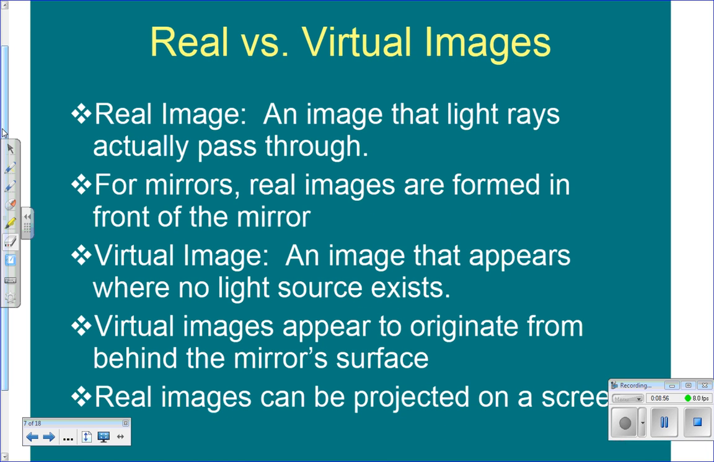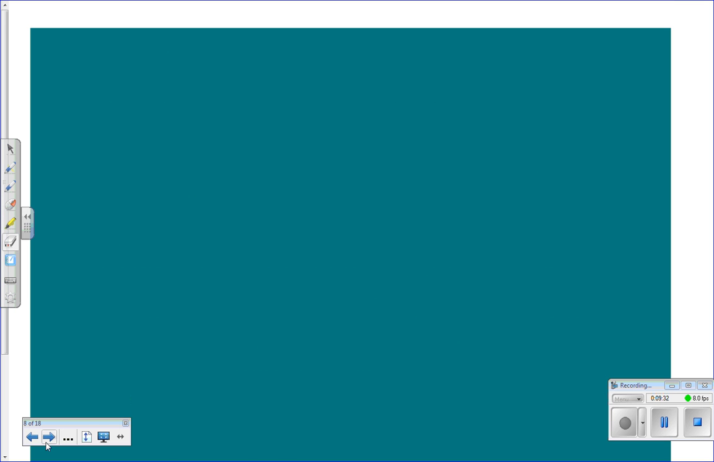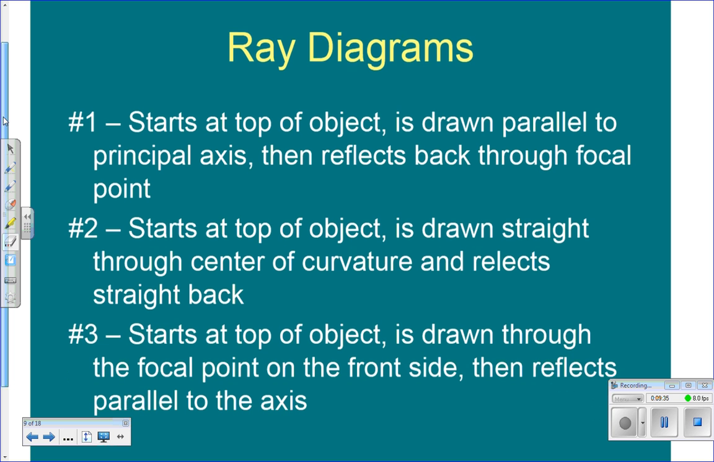That would be called a real image because light can pass through it. For mirrors, real images are formed in front of the mirror, on the same side of the mirror as the object. Any image that appears to be behind the surface of the mirror, like the image of yourself in a plane mirror, is called a virtual image because that seems to exist where light rays can't actually pass through. Another cool thing about real images is that they can be projected onto a screen. We'll take a look at a real image in class.